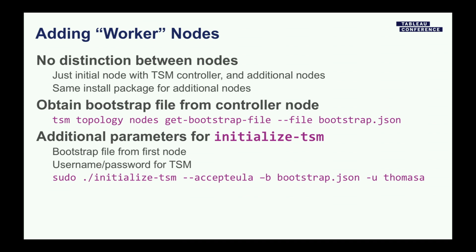The way you install on a different node is you get this bootstrap file, which you obtain using a TSM command listed here. You grab that file on the controller node, and then you copy it over to your new additional node. And then you pass that file to initialize TSM.